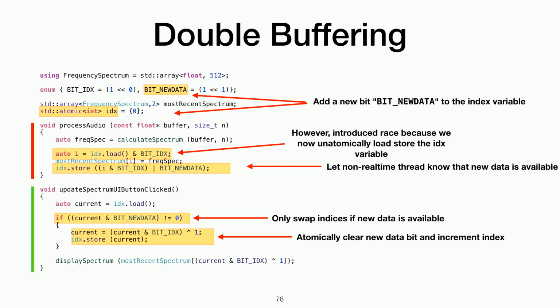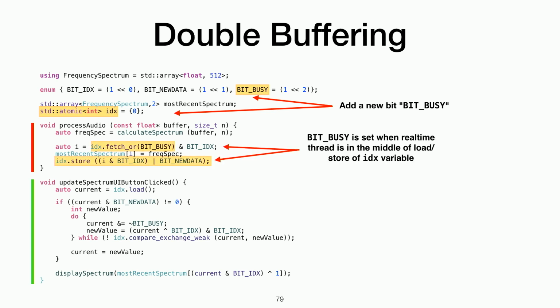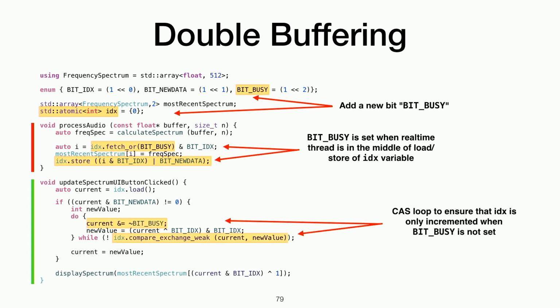Unfortunately, now we've introduced another bug. This is almost correct. The problem is before, the real-time thread was only loading from the index. And now we're doing a load and a store, and even worse, they're not atomic, they're apart, right? So the problem is if the non-real-time thread jumps in between this, then we have a problem. To avoid that, we introduce yet another bit that's a busy bit. And the busy bit is set while the real-time thread is using the index, right? And the non-real-time thread now does a compare exchange. So it's only going to try to update the index when the busy bit is not set, right?